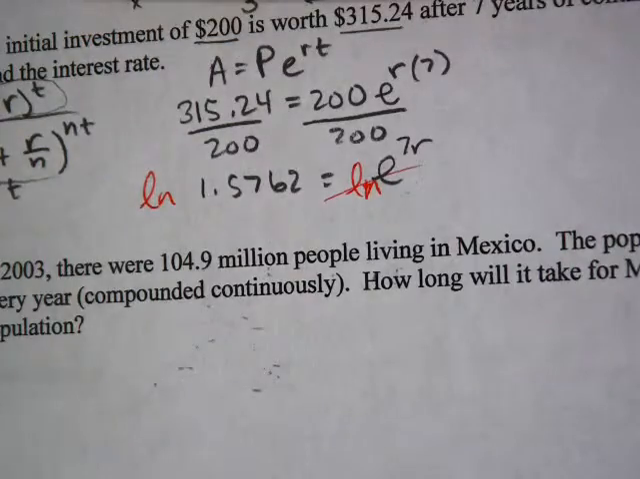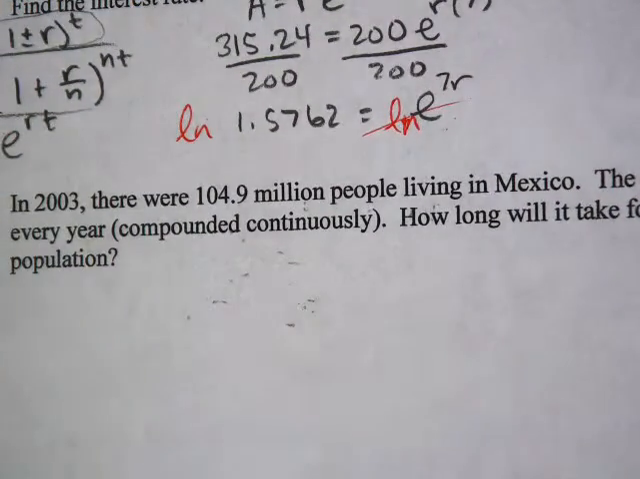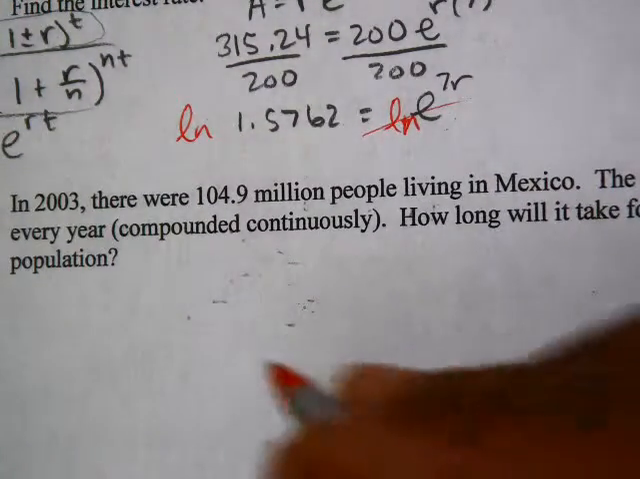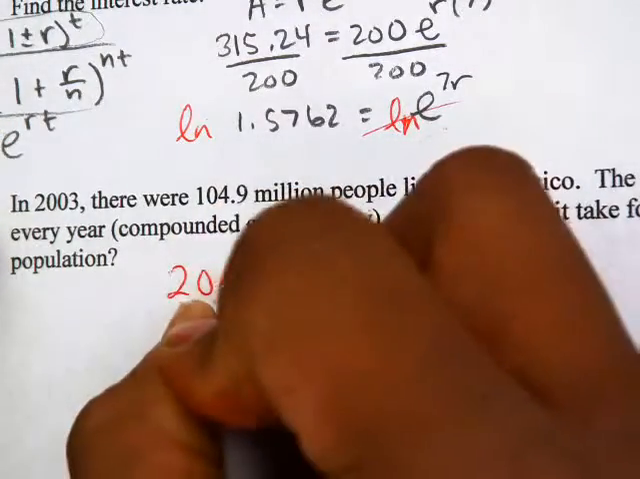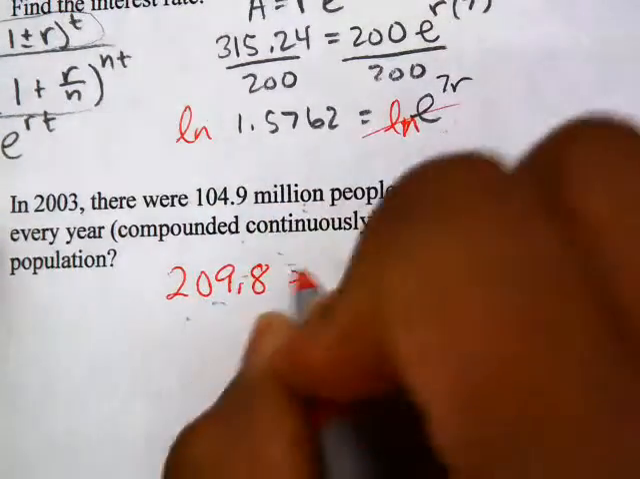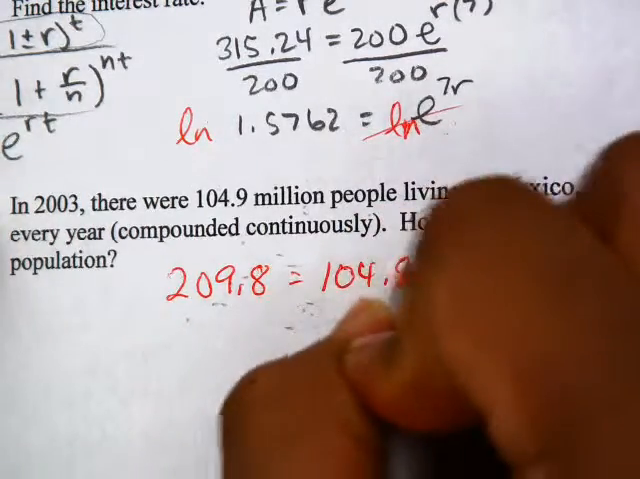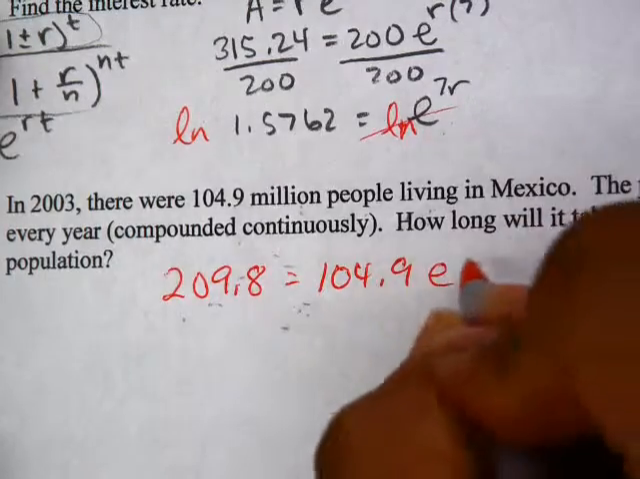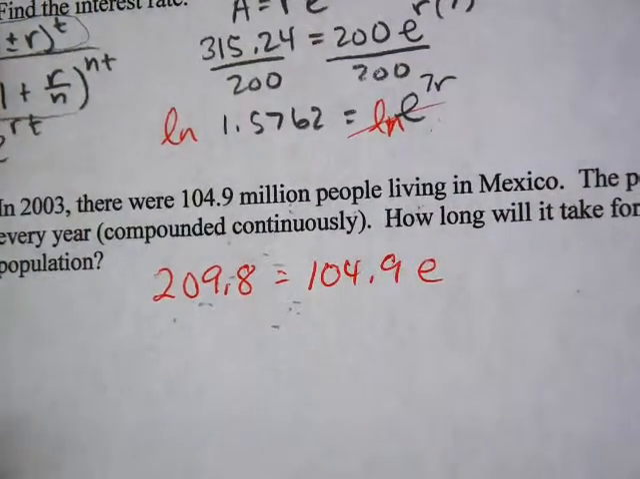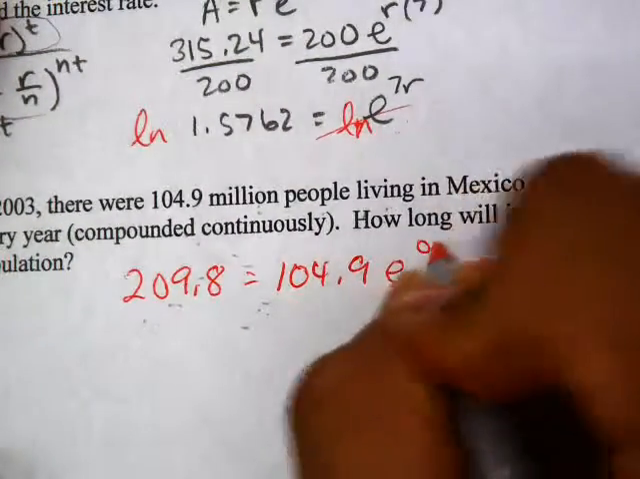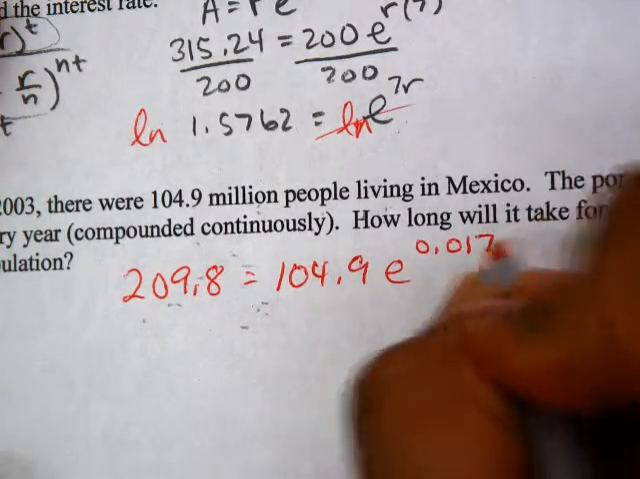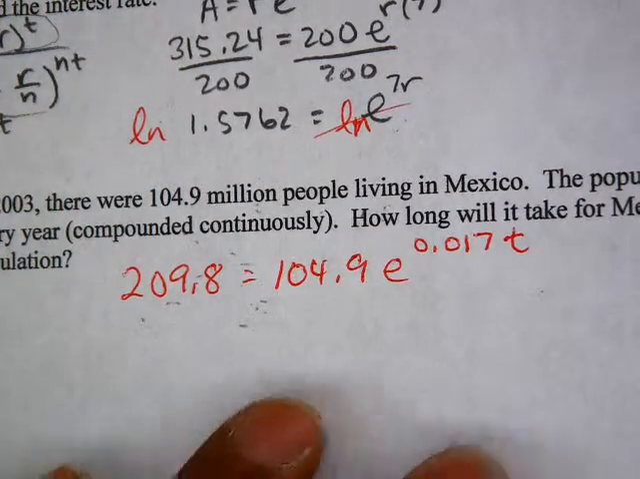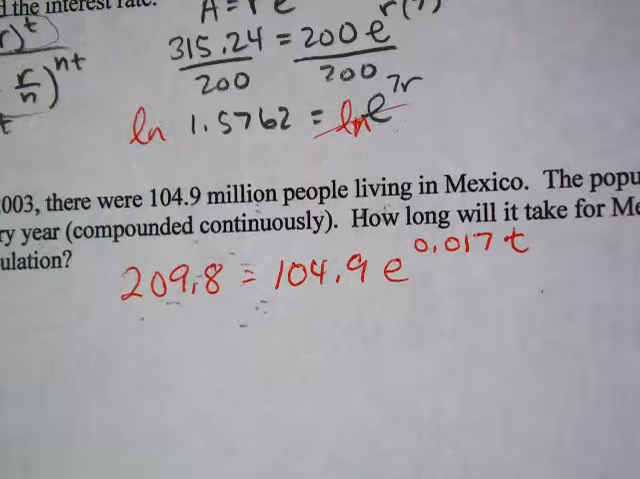I'm going to set this up for people who are stuck. What did you guys get for A? Where'd you get 209.8? It's double, because I asked you how long it takes to double the population, and that's the population doubled. You know what your rate is? Make sure you're using it as a decimal and not a percent, and then solve for T. I'll give you a couple minutes to finish solving.